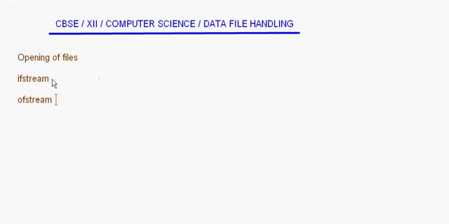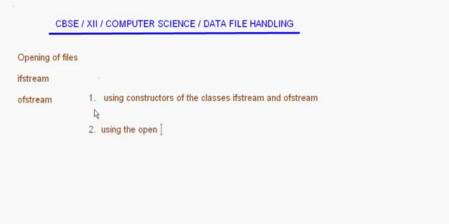Now when we want to open a file, we have to make objects of these classes, and then we can open a file using these objects, right? Now there are two ways in which files can be opened. The first one is using constructors of the classes ifstream and ofstream. The second one is using the open function. So let's first look at how to open a file using the constructors of the class.